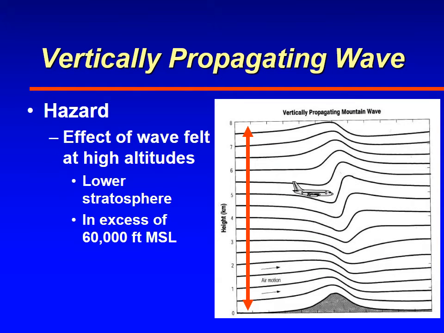And the hazards with vertically propagating waves are typically felt in the mid to high levels of the atmosphere, high altitudes. So we're talking altitudes of anywhere from maybe 20 up to 60,000 feet. Aircraft flying above the mountains at high altitudes have reported mountain wave activity in excess of 60,000 feet.